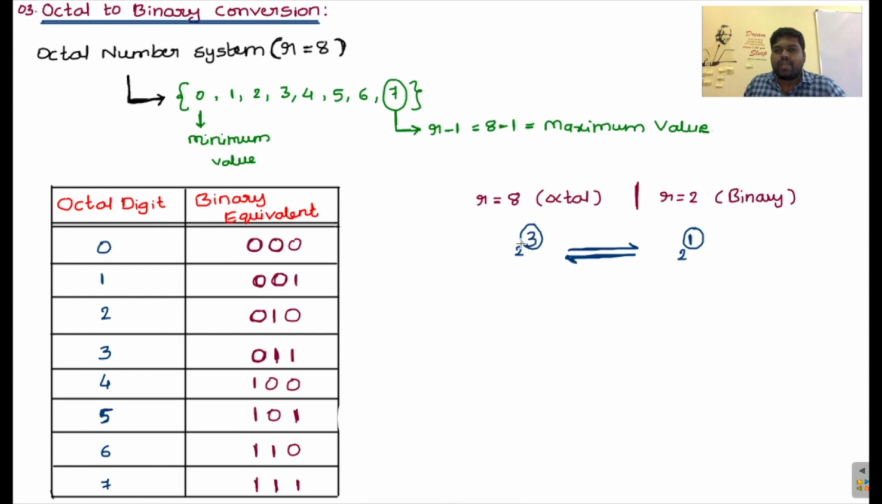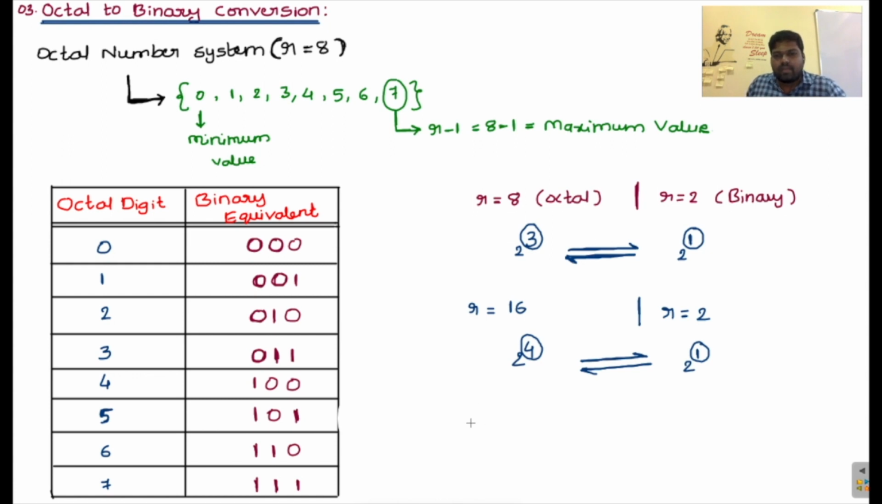For example, if you take r equals 16, and here r equals 2. Now this can be written as 2 power 4, and this can be written as 2 power 1. Here the power equals 4, and here the power equals 1. That means each hexadecimal digit will require 4 binary bits in its binary representation, right?